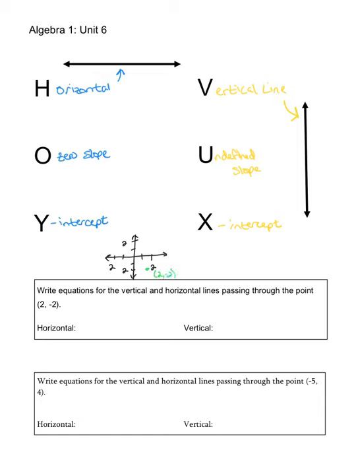So I need to write an equation for a line going this way. That's the horizontal line. And the vertical line. Do you see what I see? The horizontal line goes through the y-axis at -2. That equation would be y equals -2. The vertical line goes through the x-axis at 2. Trust me, it does. I just can't draw. That would be x equals 2.